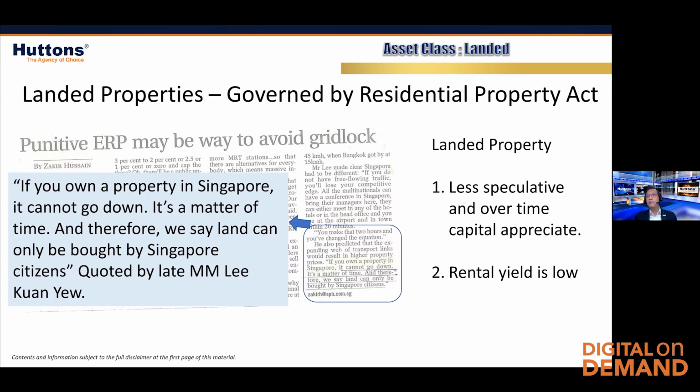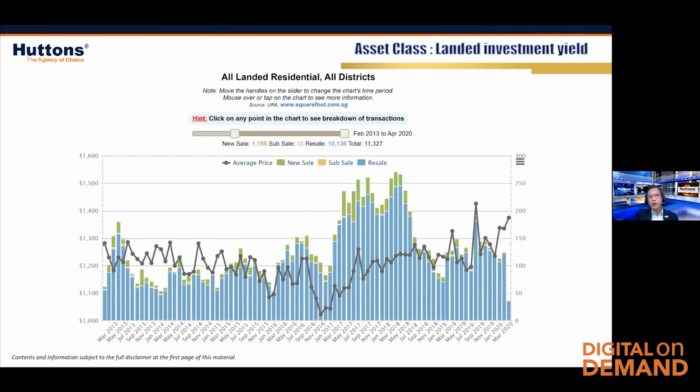So most people who buy the property are for their own stay, and for those people who buy it and for whatever reason want to rent it out, generally the yield is a little bit lower. So if you buy now and you rent it out, of course you may not even cover your mortgage. I want to show you a chart.